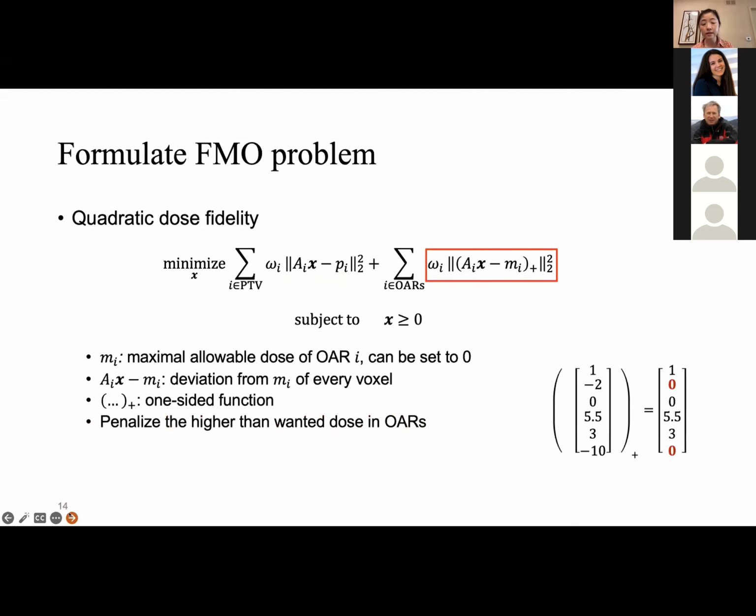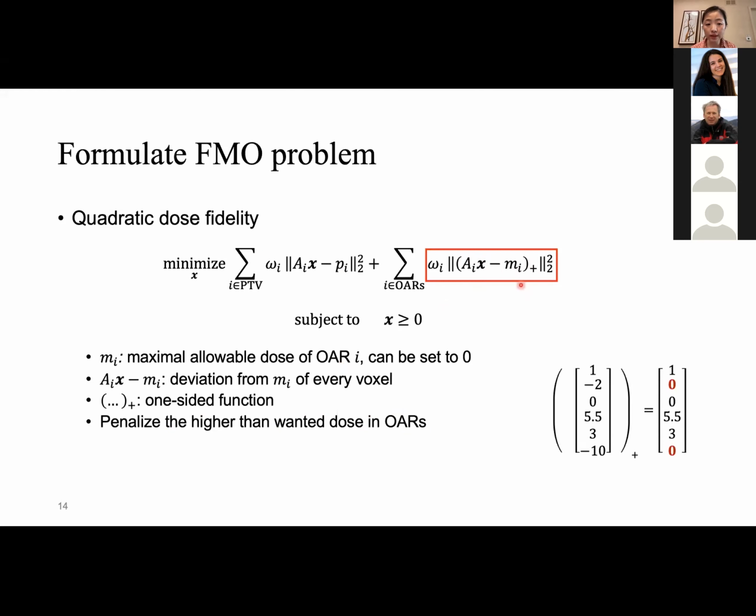Okay. Next is the fidelity for the OARs. It has a similar concept, just instead of prescription dose, we use a maximum allowed dose here, M sub I, for this OAR I. That means if the dose in that voxel of the OAR is lower than M, then we are okay. But if it's not, then we want to penalize it. We can also set M to be 0. Then we are penalizing any non-zero doses in the OAR.